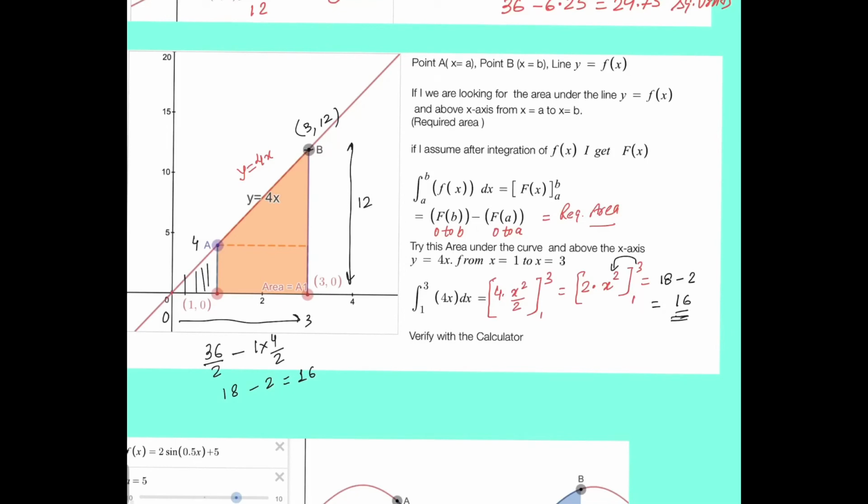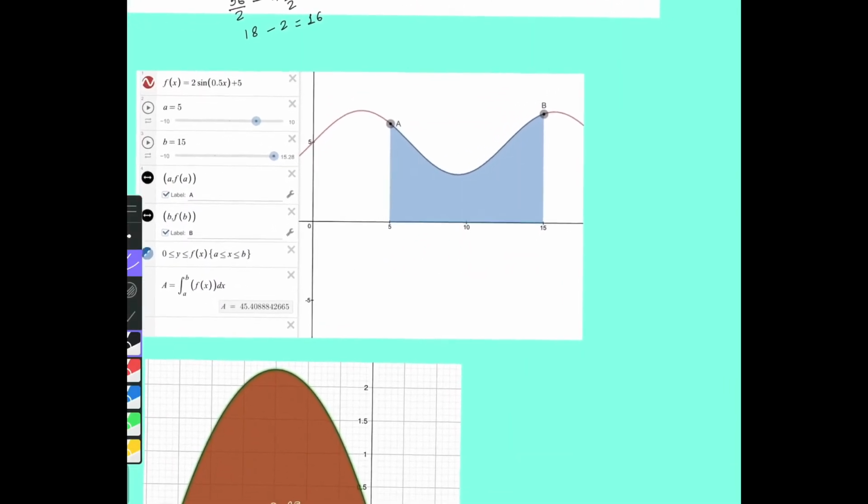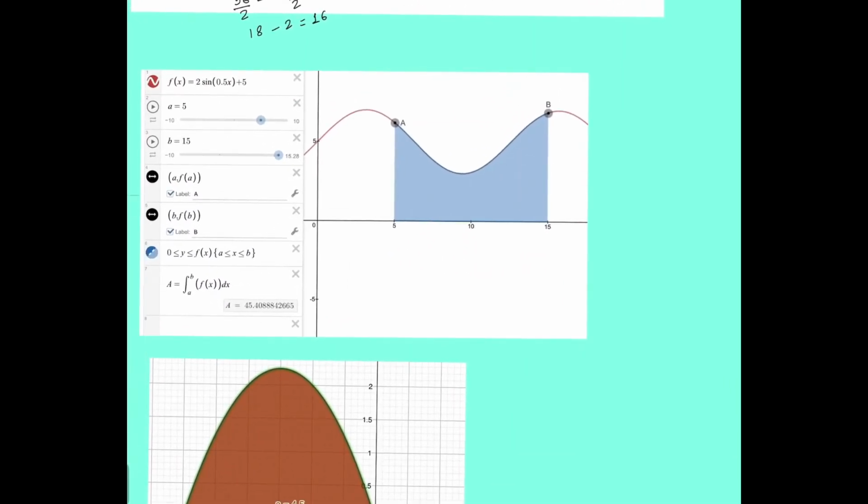So we will use integration for calculating area under the curve from point A to point B. We will integrate first and then substitute the limits. First the upper limit, then the lower limit, and you get the result. So we can have more examples. Maybe you can verify with your calculators or other things.